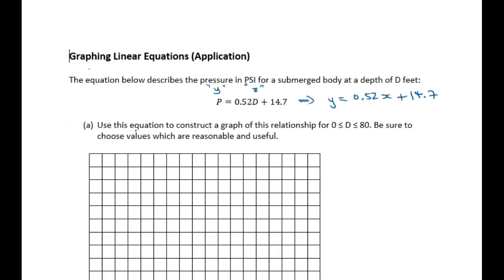A is asking us to use this equation to construct a graph of this relationship for the following constraints. D is between 0 and 80. Be sure to choose values which are reasonable and useful. In the past, we've looked at x and we've said, okay, let's choose 0 and some negative values and positive values. But notice that in this case, there is no negative value. It's impossible to have a depth of a negative value in this case. So it says from 0 to 80. So we need to choose 5 points, but more appropriate to what we're actually dealing with.